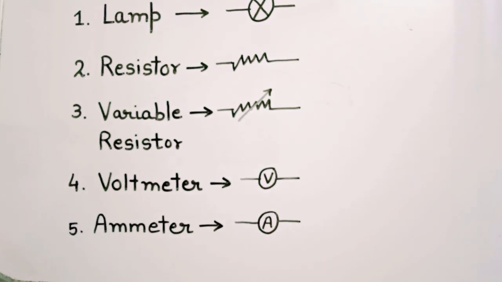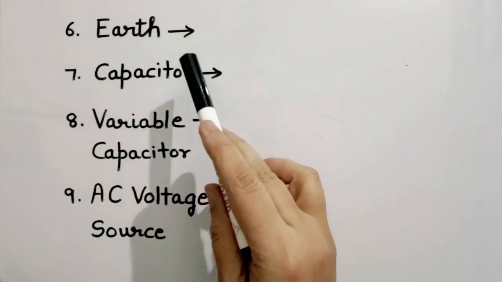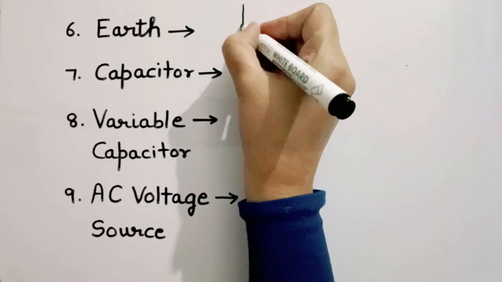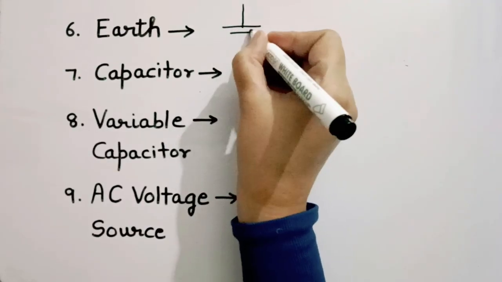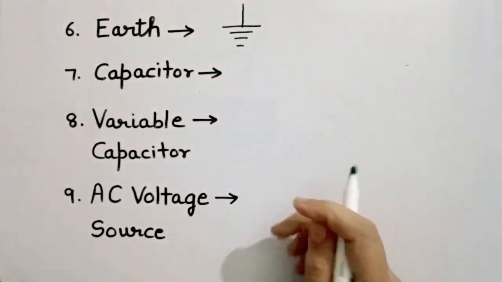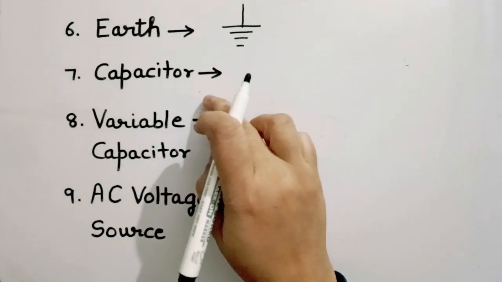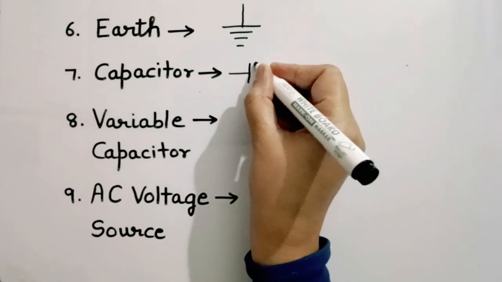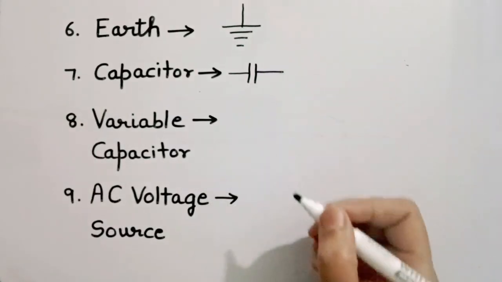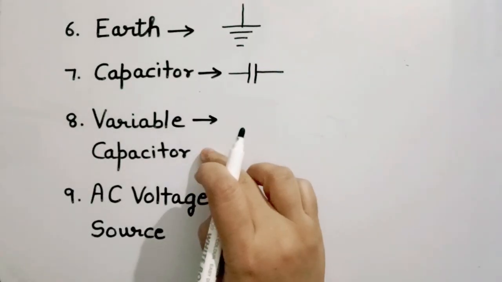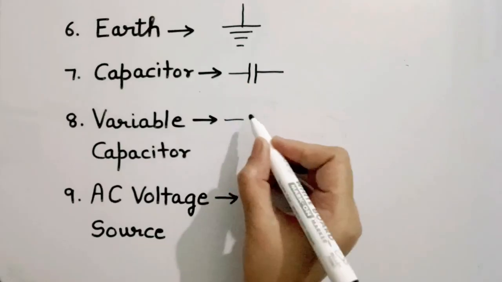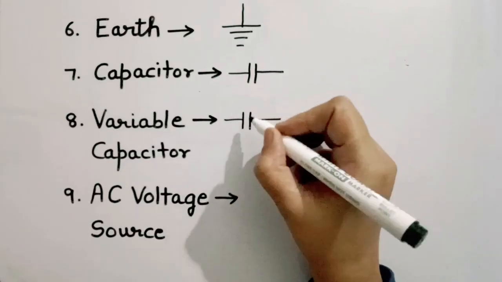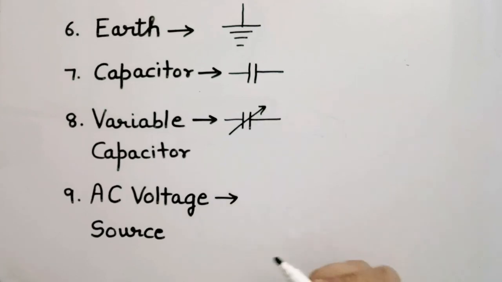Now the next is, how will you represent earth? So the symbol is this one. Okay. Capacitor is represented by simply this notation. If it is a variable capacitor, just like we have variable resistor, so the same thing has to be drawn like this.